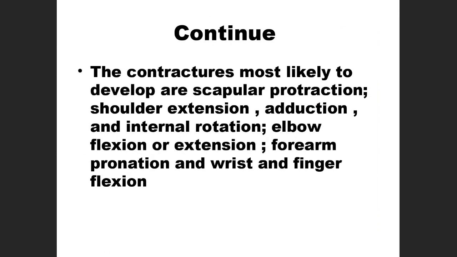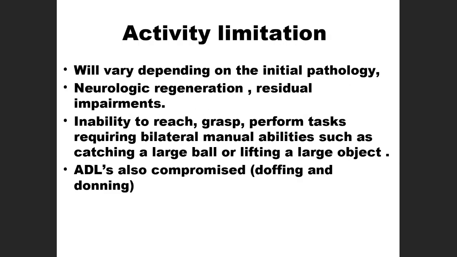The contractures most likely to develop are in scapular protraction, shoulder extension, adduction, internal rotation, elbow flexion or extension, forearm pronation, and distal finger flexors. These will become contracted.